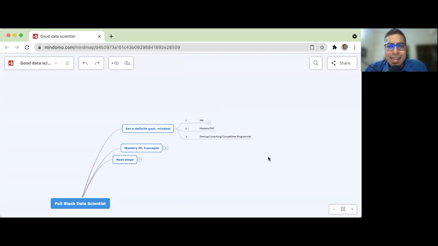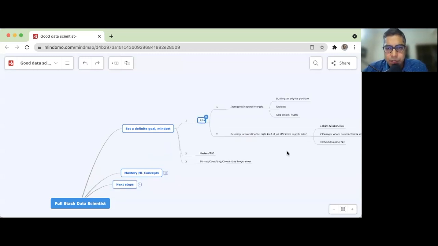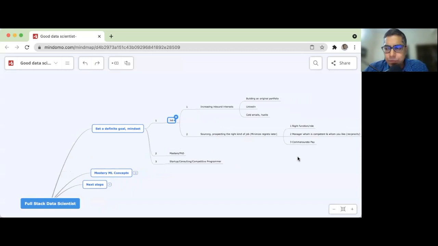The spread I've seen is 90% on job, master's, PhD is about 6-7%. Very few, 2-3% on the startup consulting space. So I am going to now talk a little bit more about the job piece because that's where the bulk of you should be following.